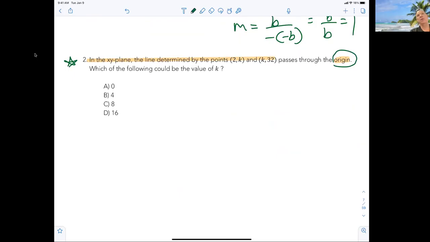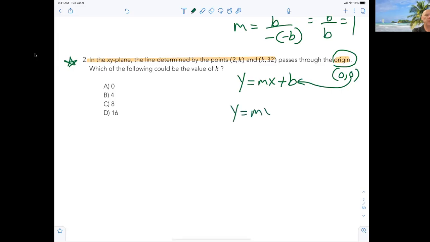If it passes through the origin, what is the y-intercept? Well, keep in mind the origin is (0, 0), agreed? So the y-intercept is 0. Does everybody agree with that? So actually, your equation is just y equals mx. Does everybody agree with that? So that means the slope is always just what? y over x. So I agree with that.